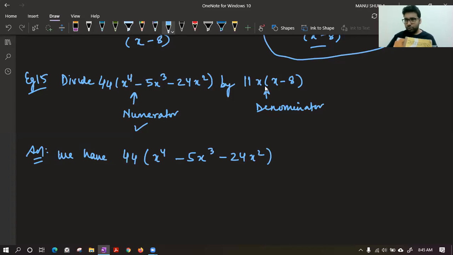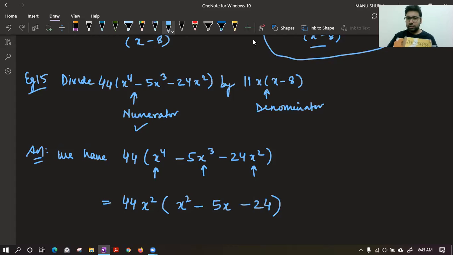Sir, in the numerator all terms have x square. Yes, if you observe, the first term is x power 4, the second term is x power 3, and the third term is x power 2. So we can take common x power 2 from all of them. So it will become 44x square, and inside we will have x square minus 5x minus 24.